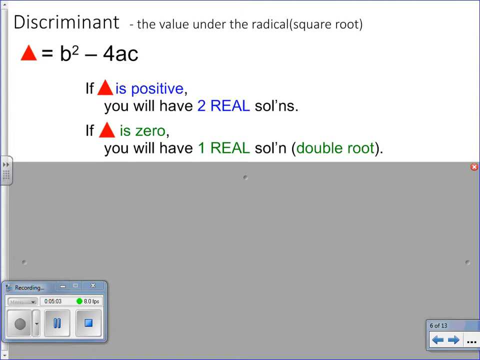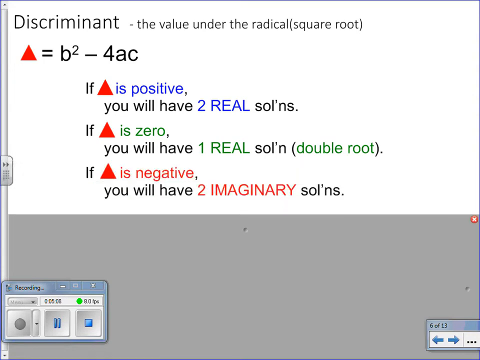And the last possibility for your discriminant is that it could be negative. If your discriminant is negative, that means you're trying to take the square root of a negative number, and we discussed this about a week ago. Square roots of negative numbers are not real, they are imaginary. So when your discriminant comes out to be negative, you'll have two imaginary solutions. When you give me two imaginary solutions, I should see the i in them.